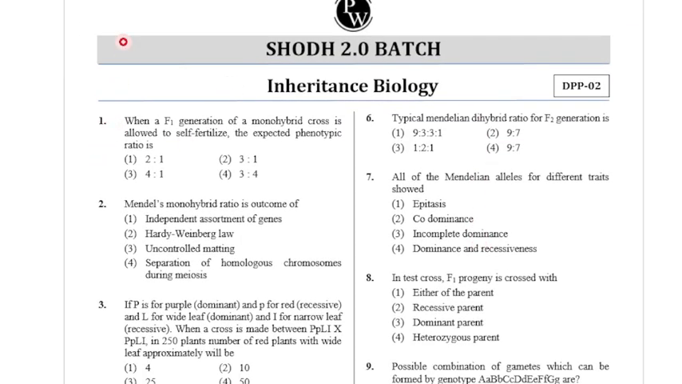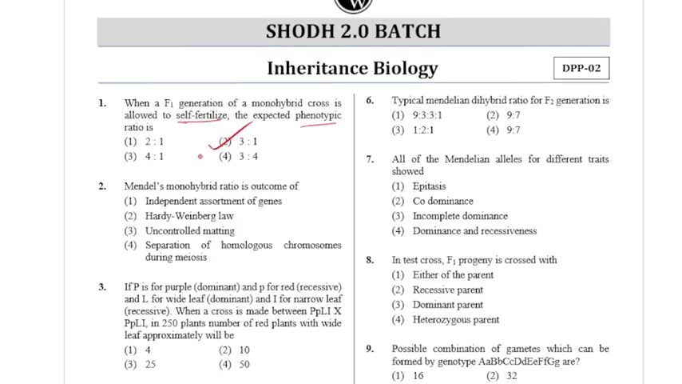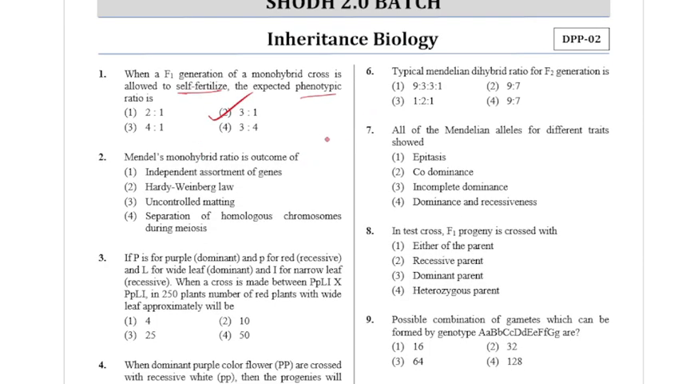So the first question: when the F1 generation of a monohybrid cross is allowed to self-fertilize, what is the expected phenotypic ratio? We know the monohybrid cross phenotypic ratio is 3:1. Is Mendel's monohybrid ratio the outcome of independent assortment of genes? No, the law of independent assortment is found after the dihybrid cross. Next, Hardy-Weinberg, no.